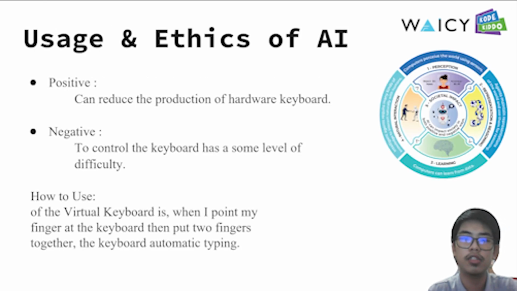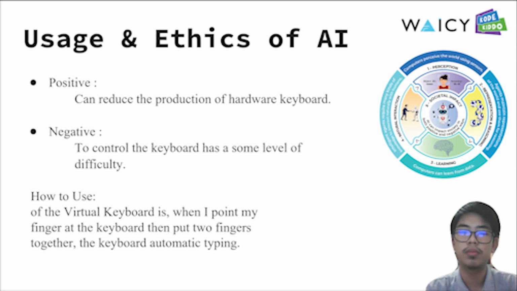Uses and ethics of artificial intelligence. The positive is it can reduce the production of hardware keyboards. The negative is that controlling the keyboard has some level of difficulty. To use the keyboard, I point my finger at the keyboard, then put two fingers together, and the keyboard types automatically.